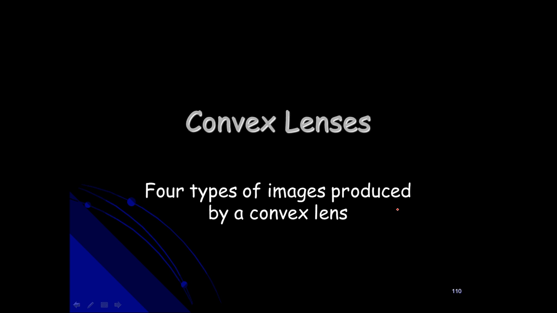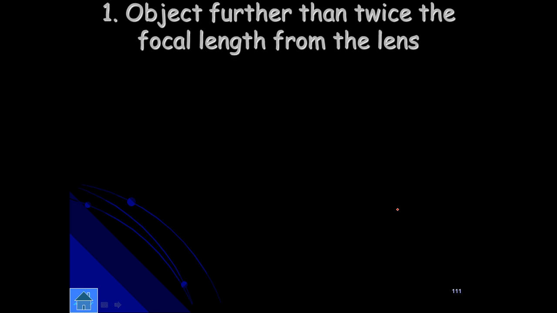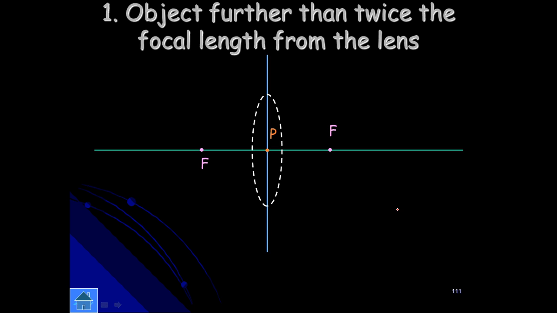Four types of images produced by convex lenses. Similar to the exercise that we did with mirrors, it's absolutely important, if you wish to get good marks, that you understand how each of these images are formed. Twice the focal length. So twice the focal length has got to be the centre of curvature.